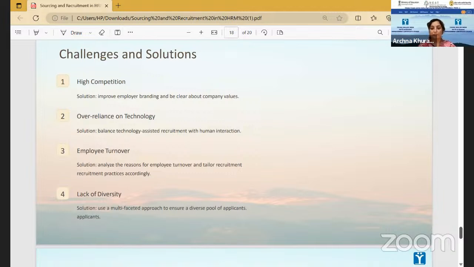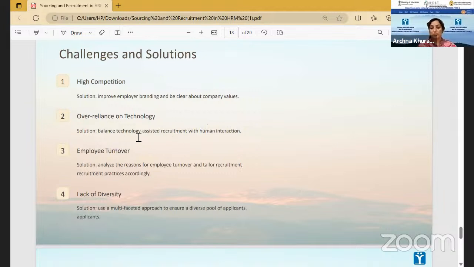So you will actually have to fight out all those things that are out there, and you'll have to see where you can bring in more company value in terms of employer branding to the people, so that people are automatically engaged with your organization for that particular reason. And the second challenge that comes is over-reliance on technology. A lot of recruitment, a lot of sourcing generally nowadays happens on online media. That is the reason why over-reliance on technology is happening.